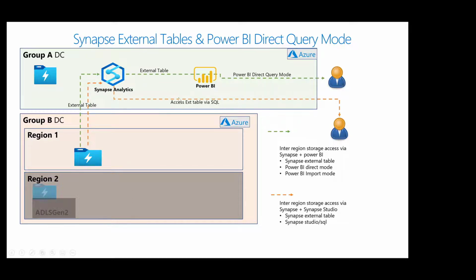So two ways in which they can access in cached mode with data residency restriction are Synapse external table and Power BI direct query mode, depending on the skill set of the user.